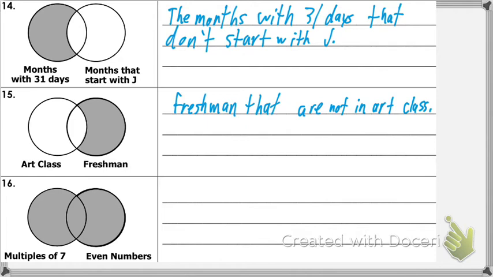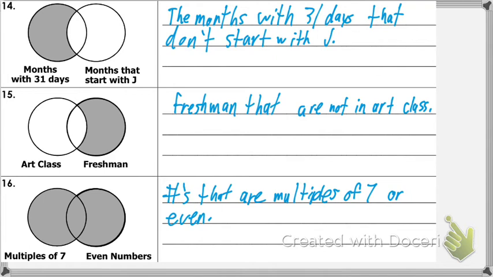Here we want multiples of 7 and even numbers, but we want either one of them. So we can say numbers that are multiples of 7 or even. We don't care which one they are. As long as they're one of them, they fit into the shaded regions here because the entire thing is shaded.